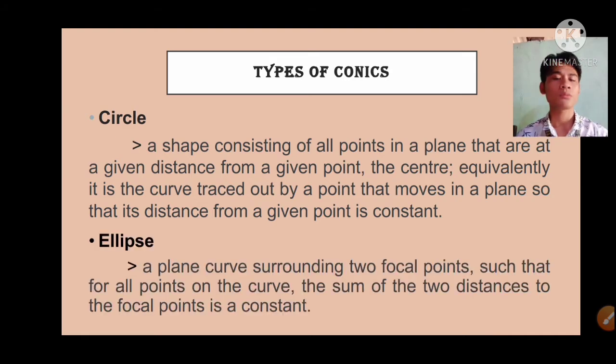So last, the ellipse. An ellipse is defined as a plane curve surrounding two focal points such that for all points on the curve, the sum of the two distances to the focal points is constant. So this is just a brief discussion about those conics, since the main purpose of this video is to help learners evaluate whether the equation is a circle, ellipse, parabola, or hyperbola.